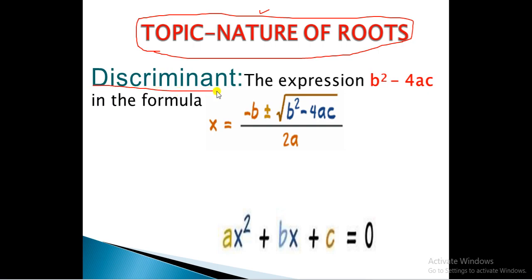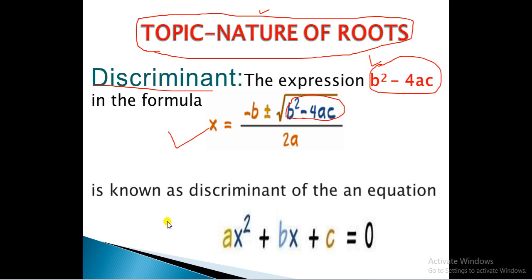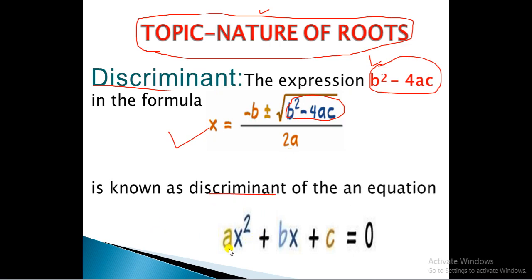First of all, let us see discriminant. The expression you see here, b square minus 4ac, is in the quadratic formula. So this expression b square minus 4ac is known as the discriminant of the given equation, that is ax square plus bx plus c equals to 0. So it is known as the discriminant of the quadratic equation. What is the discriminant? b square minus 4ac.